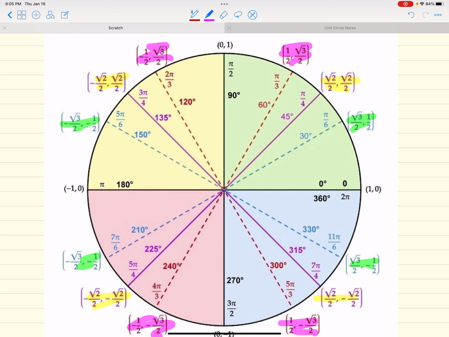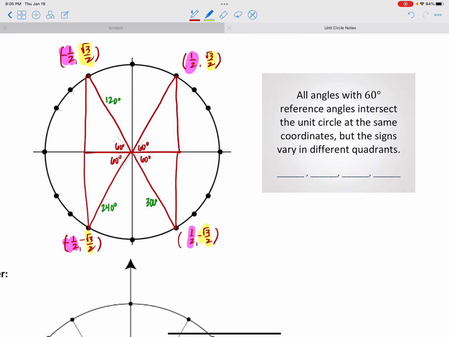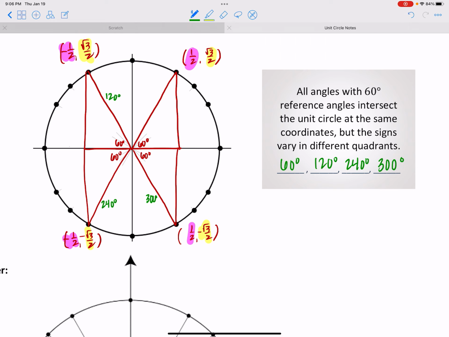Okay, so we're going to put it all together, make our own little unit circle here. And let me just fill this last part in because I forgot. All angles with a 60-degree reference angle intersect at 1/2 and radical 3 over 2. So that was the 60, the 120-degree angle, the 240-degree angle, and the 300-degree angle. Those all intersect at the same coordinates. They have the same value for cosine. They all have the same value for sine. The only thing that's changing is positive versus negative.